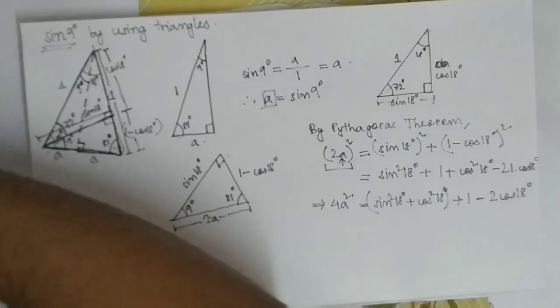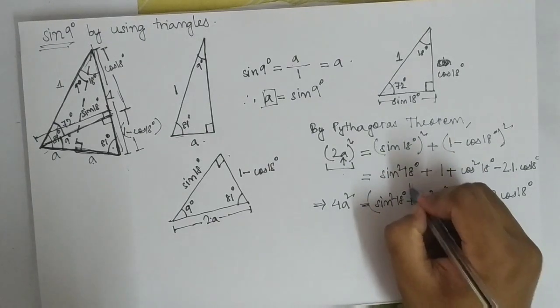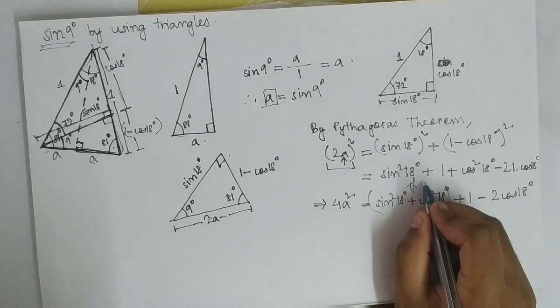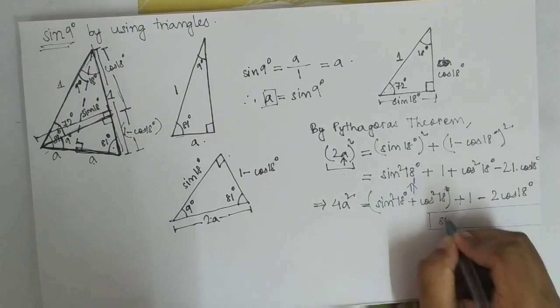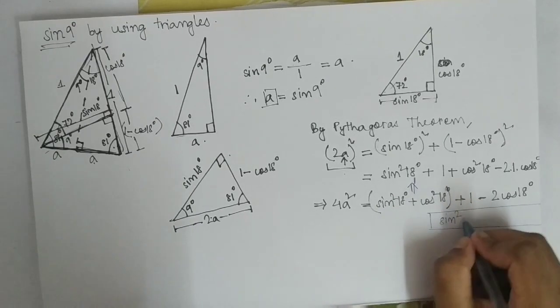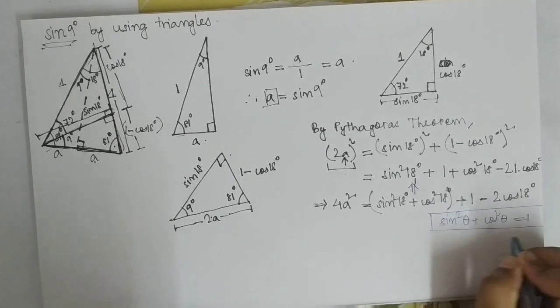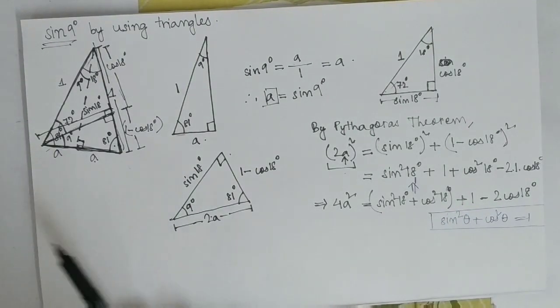Now I know that sine square 18 degree plus cos square 18 degree is 1, because it's a very basic trigonometric identity. Sine square theta plus cos square theta equals 1 for any input theta. So it is going to be 1.